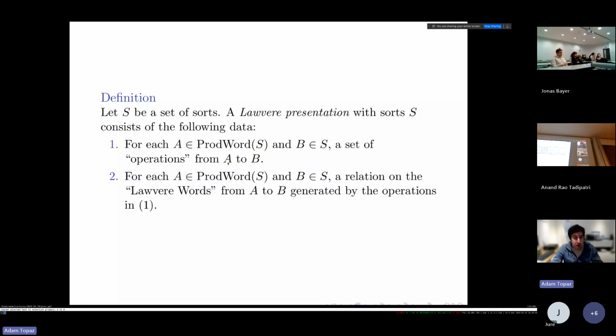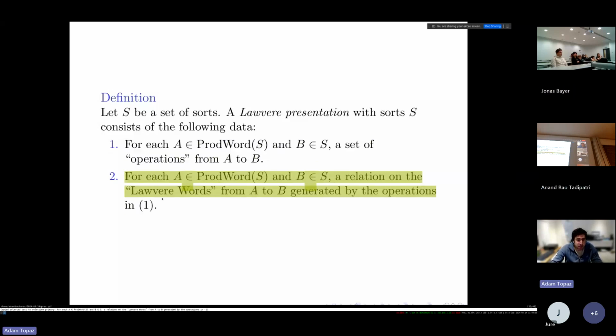So for example, if I want to mimic the operation of multiplication on a single sorted Lawvere theory corresponding to groups, then S would be a single point set. The A, in that case, would just be the product of the point with itself, which is a term of prod word. B is going to be the point itself. And I would have a single element corresponding to multiplication, which would correspond to a binary operation on the set underlying the group. So these are the operations that are going to appear in my algebraic theory.